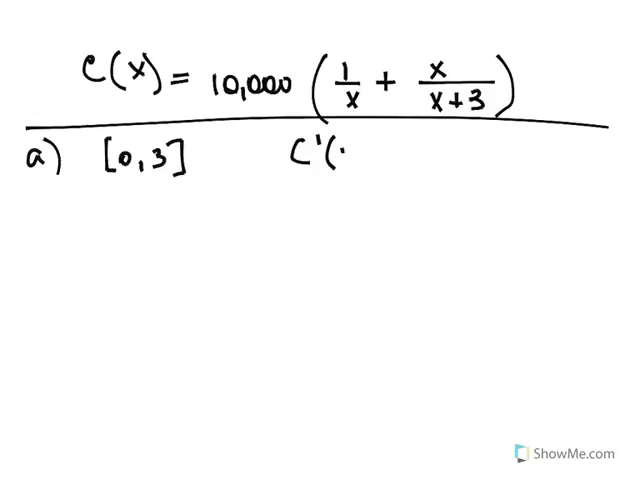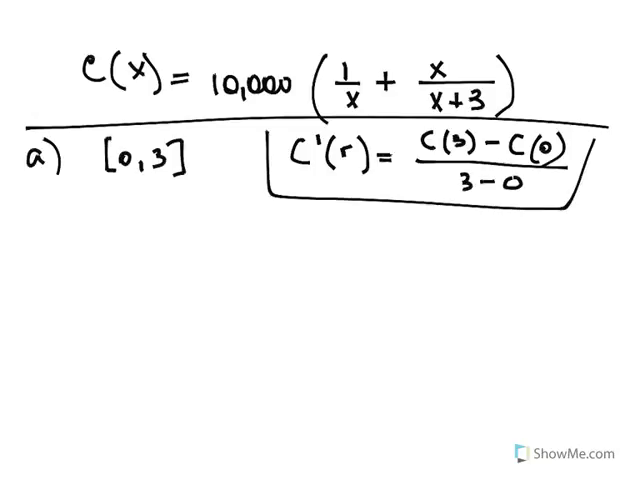An average rate of change would be the slope of the secant line, right? But what endpoints are we considering? 0 and 3. So what function are we talking about? C of x. So I'm just going to write it out. C of 3 minus C of 0 over 3 minus 0. So they're basically asking us, is this possible? Do you think this works?